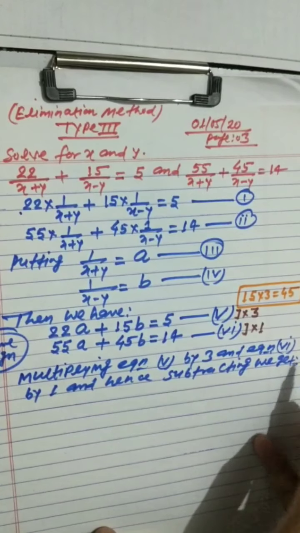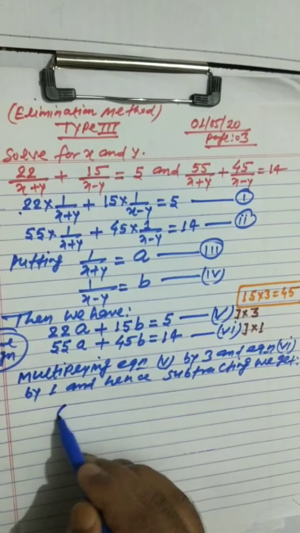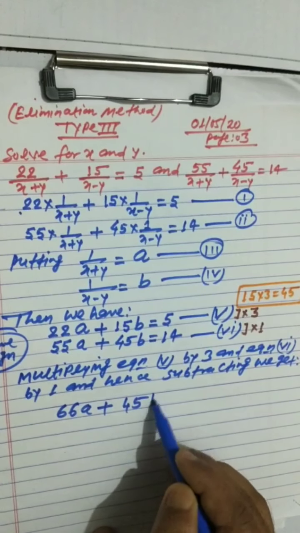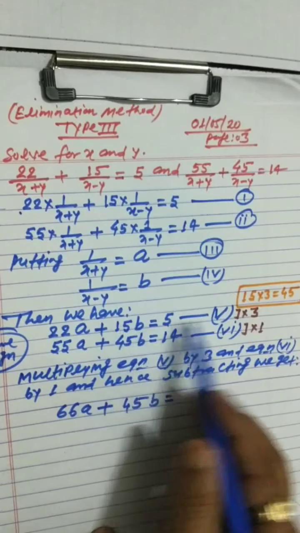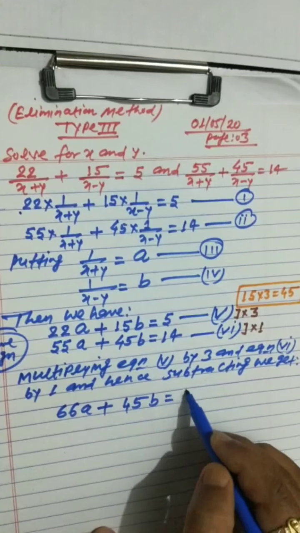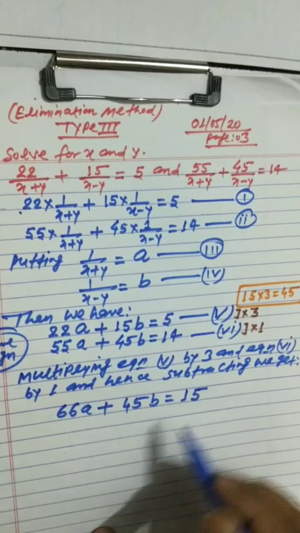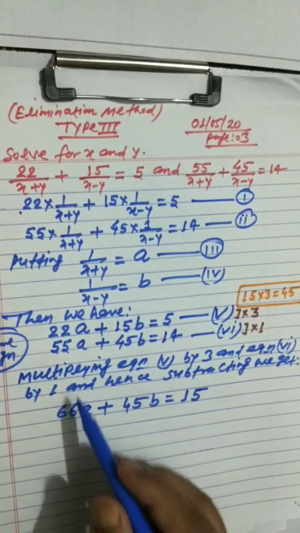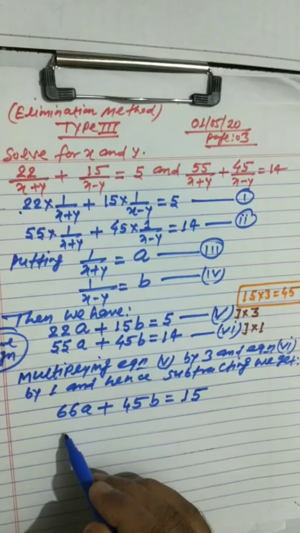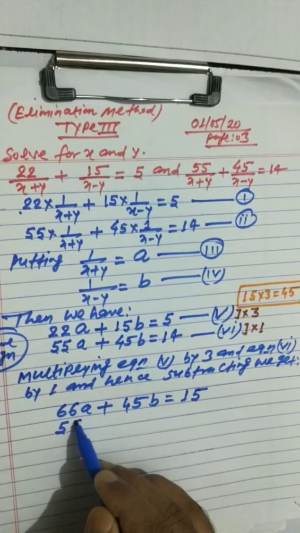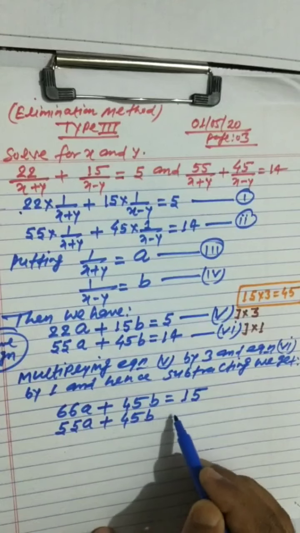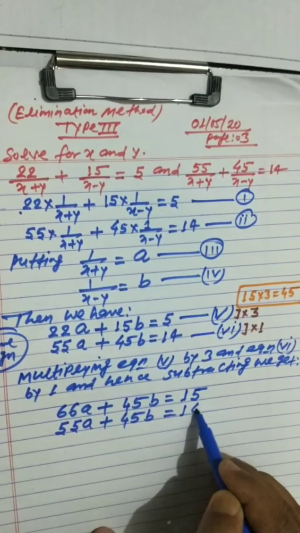We get, first multiply it, it will be 66a plus 45b, 3 15s are 45, 3 5s are 15, and when this equation is multiplied by 1, the equation will remain the same. So it will be 55a plus 45b is equal to 14.